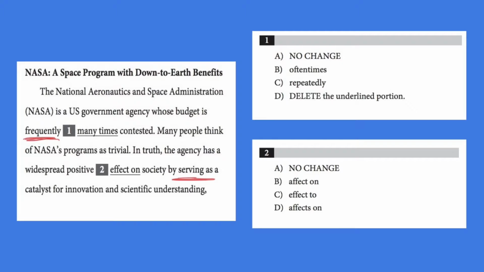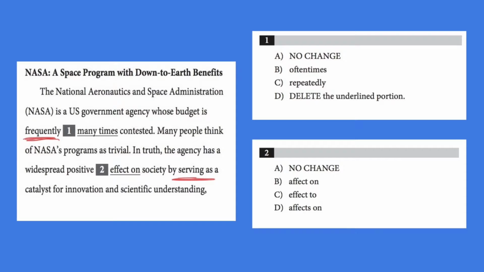Let's keep reading on to question 2. Many people think of NASA's programs as trivial. In truth, the agency has a widespread positive effect on society by serving as a catalyst for innovation and scientific understanding. So here we have a question on the difference between effect and affect. Effect with an E is a noun form, while affect with an A is the verb form. In other words, affect is usually followed by a noun.